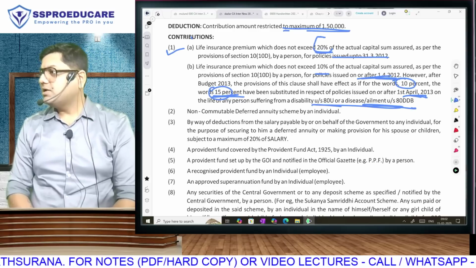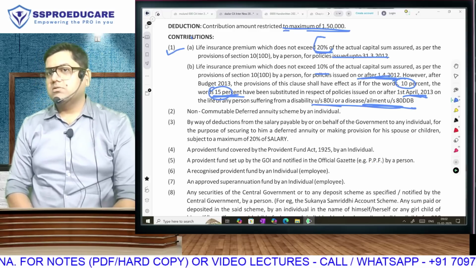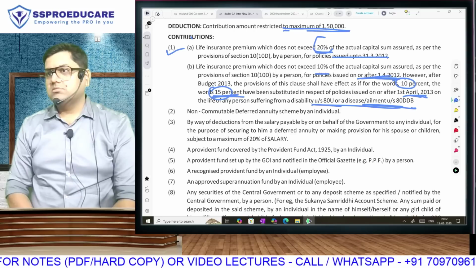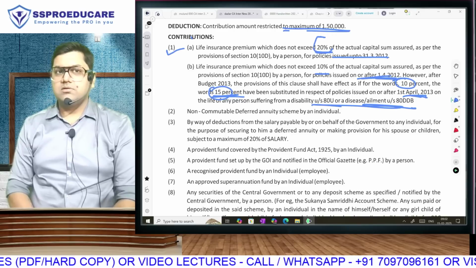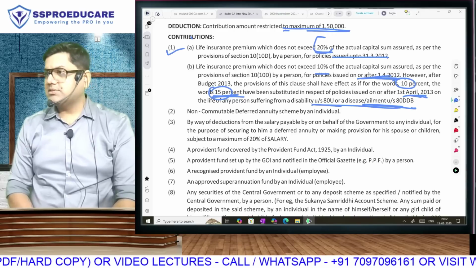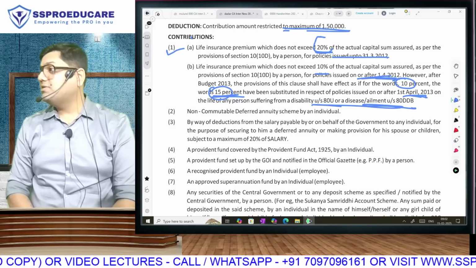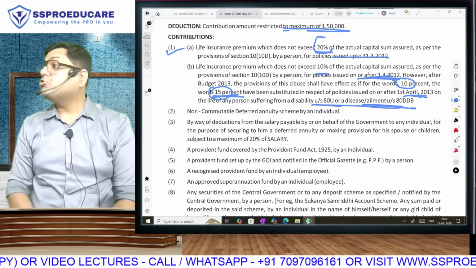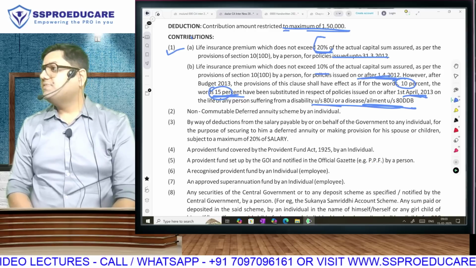Their limit was on premium only. Are they retaining the 20, 10 and 15% limit? Yes. But there they also have a limit of 5 lakh in rupees. Here they are not giving any such limit. Why?